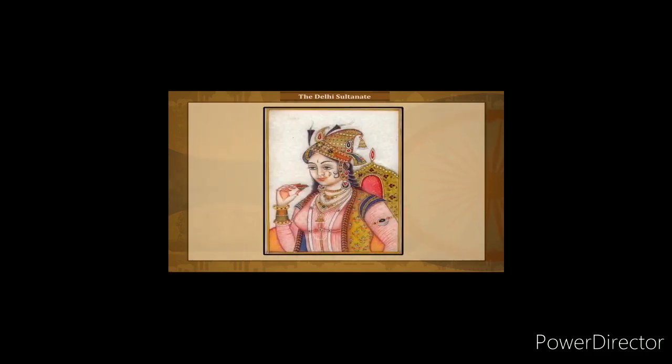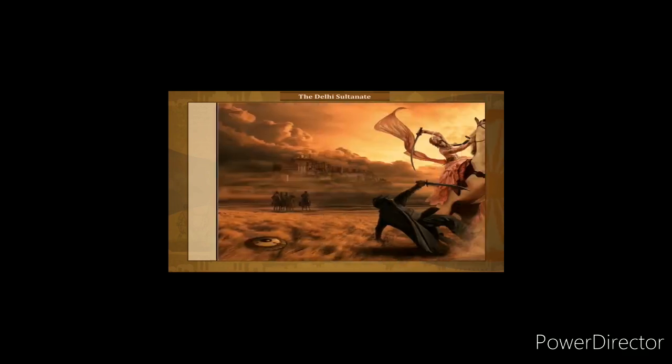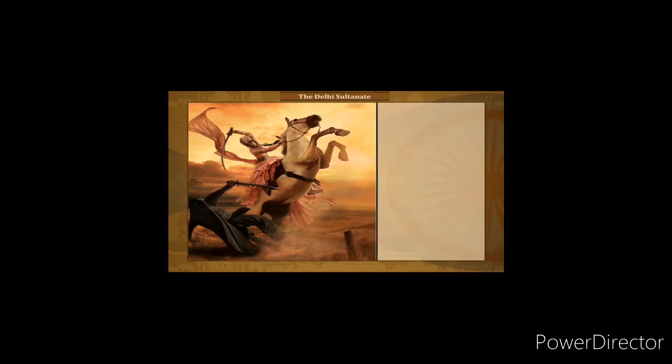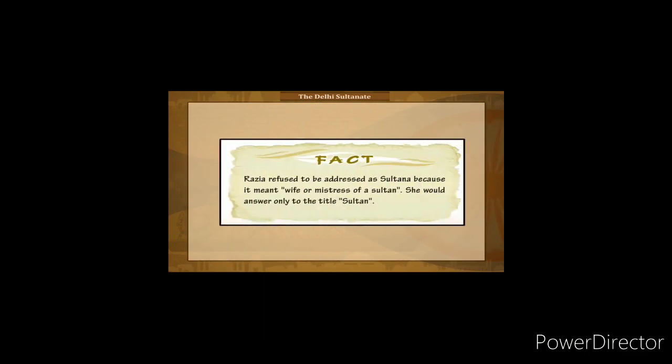Razia established schools, academies, centers for research and public libraries that included the works of ancient philosophers along with the Quran and the traditions of Muhammad. Having been defeated in a battle of succession, Razia was killed on October 13, 1240 at Kaithal in modern-day Haryana. Fact: Razia refused to be addressed as Sultana because it meant wife or mistress of a sultan. She would answer only to the title of Sultan.